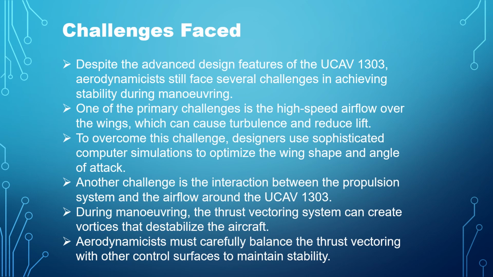Because UCAVs go at high speed, the airflow over the airfoil wing will produce turbulence. In any aircraft, when the air passes through the wing, we need a laminar flow. But due to the high speed of this aircraft, it will produce turbulence, which causes lift to be reduced and drag to be increased. So this primary challenge also comes into play.